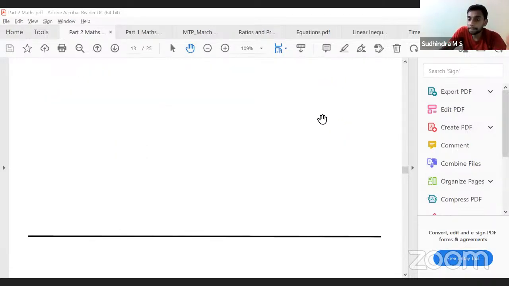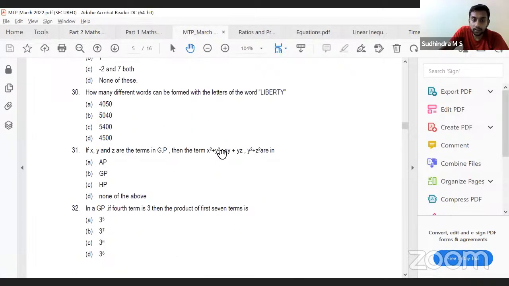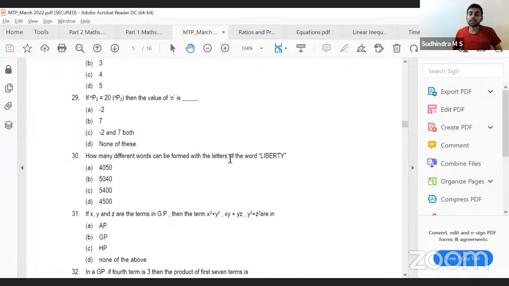Clear with this? Yes, sir. So can we answer these questions? If x, y, and z are the terms in GP, then the terms x square plus y square, xy plus yz, y square plus z square are in which progression?